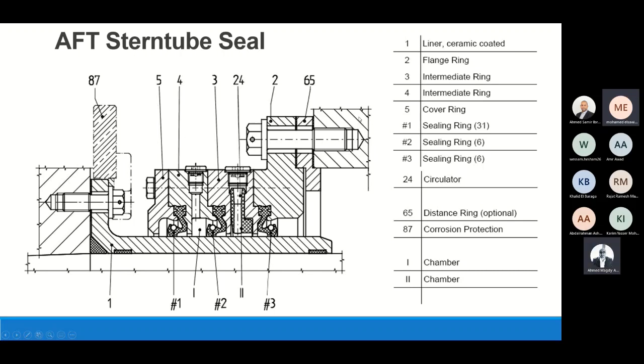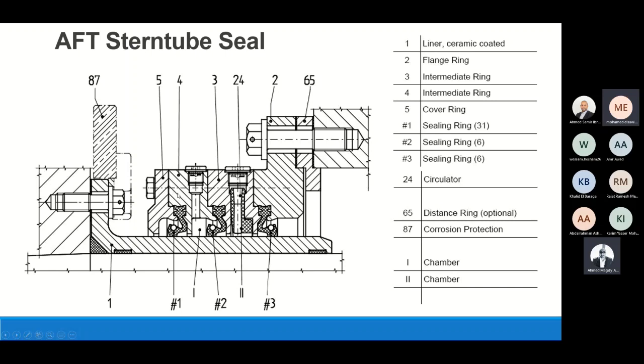Let us go to number five. Number five is the cover ring. It is nothing but a ring to close on the last seal. Okay, number four, number three, and number two. Number two is the flange ring. So this is number two, this one. This is the flange ring. And these three and four are the intermediate rings.